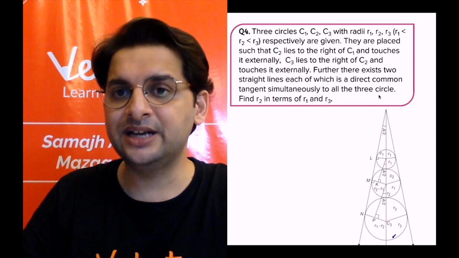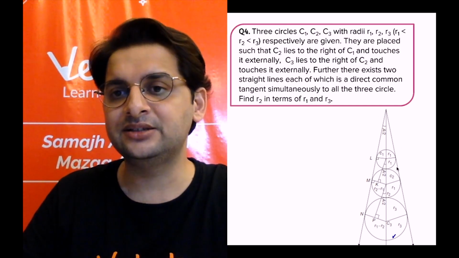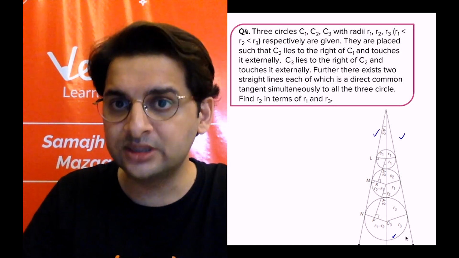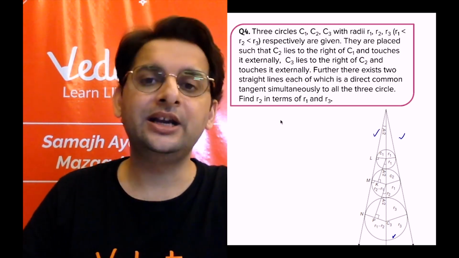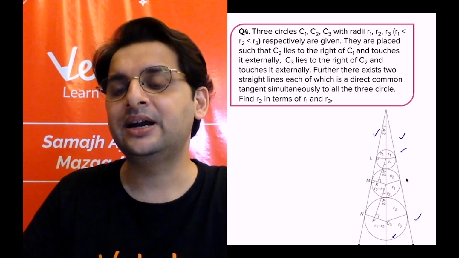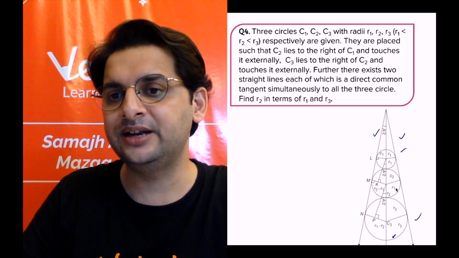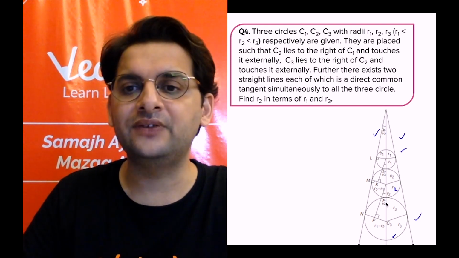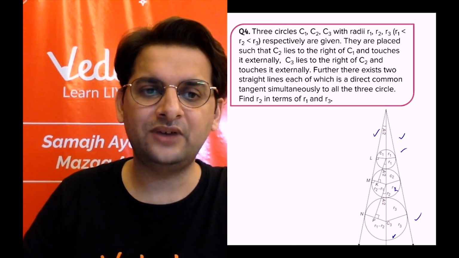Now there are two straight lines, each of which is a common tangent. So these are direct common tangents of all the circles. Now I need to find the radius. Radius 1 is given and radius 3 is given. I need to find radius 2 in terms of R1 and R3.